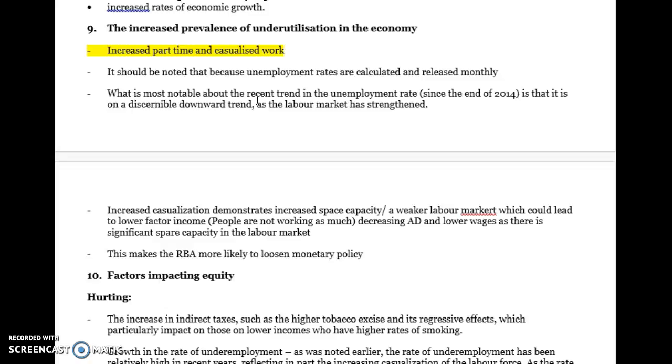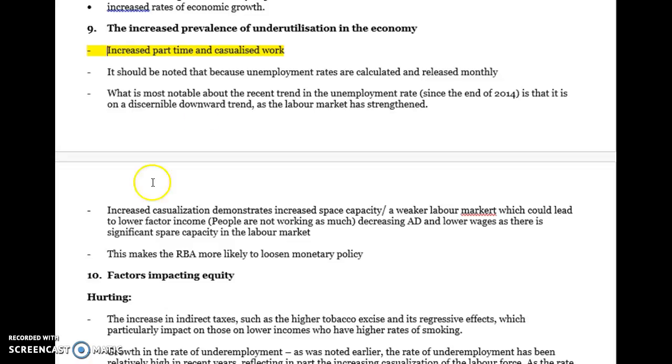The fact that the businesses have got more workers to choose from, and there's not sort of a pressure on labour resources or capacity constraints, is reducing supply inflation or cost-push inflation as well. So the increased prevalence of underutilisation is leading to significantly less inflation, and is one reason why the RBA is able to take a more expansionary stance.